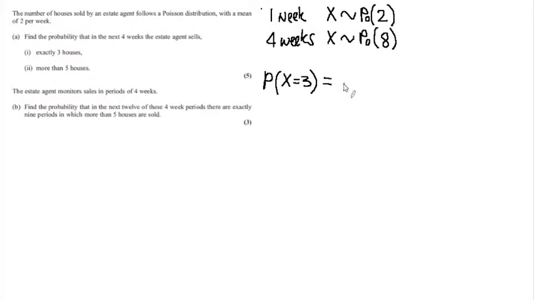So the probability that X is equal to 3 is equal to e to the power of minus lambda, so minus the mean, which is 8, times lambda, which is the mean, to the power of x, which is 3, all over x, which is 3 factorial. So, when I type this into my calculator and process it, what we get is an answer of 0.0286 to 4 decimal places.